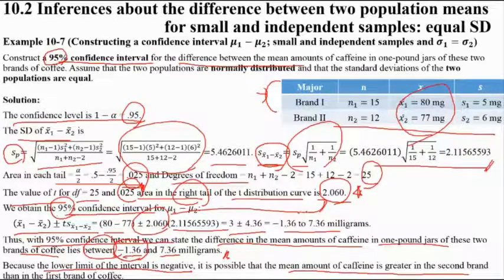Okay, so today we talked about the confidence interval. We should deal with the confidence interval and the hypothesis test. Next video we're going to talk about the same small, independent samples and equal standard deviation for the hypothesis test.